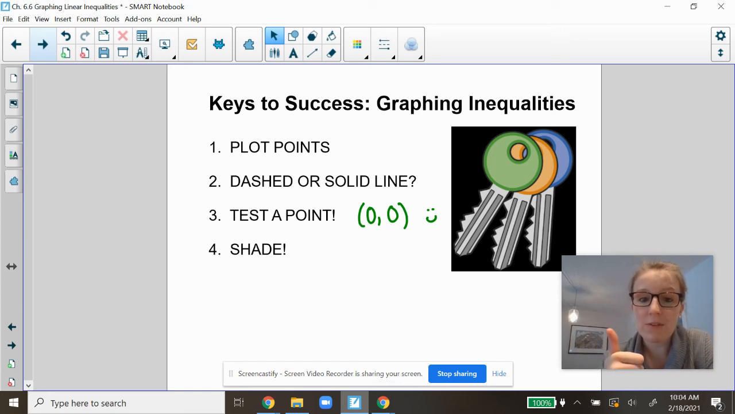Step 1 is we're going to plot those points. Step 2 is we're going to figure out if it is a dashed or solid line based on the inequality. Step 3 is we're going to test a point. What's our favorite point to test? Obviously the origin, 0, 0. And then step 4, you're going to shade. If the origin works, you shade where the origin is. If the origin doesn't work, you're going to shade on the other side.